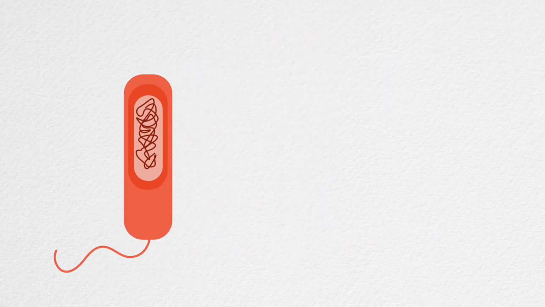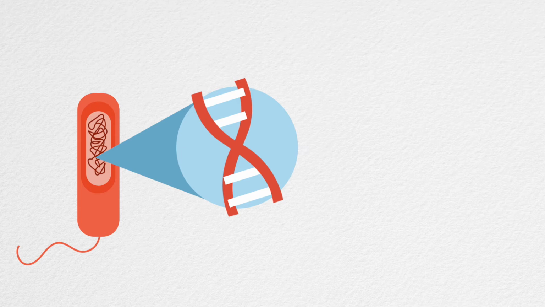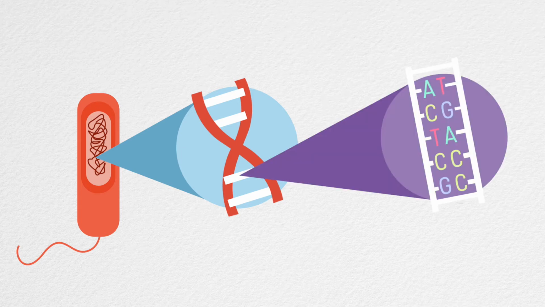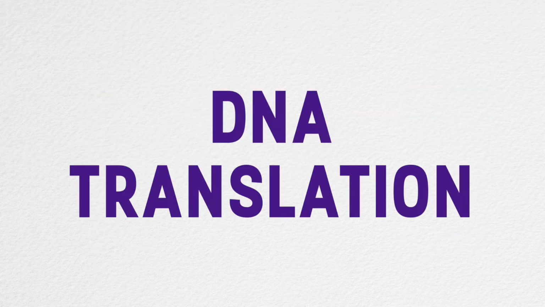Each cell has its own chromosomes, and these chromosomes are composed of many gene codes. How does the cell convert these gene codes into an amino acid, which is the building block for protein? Through the process of translation.